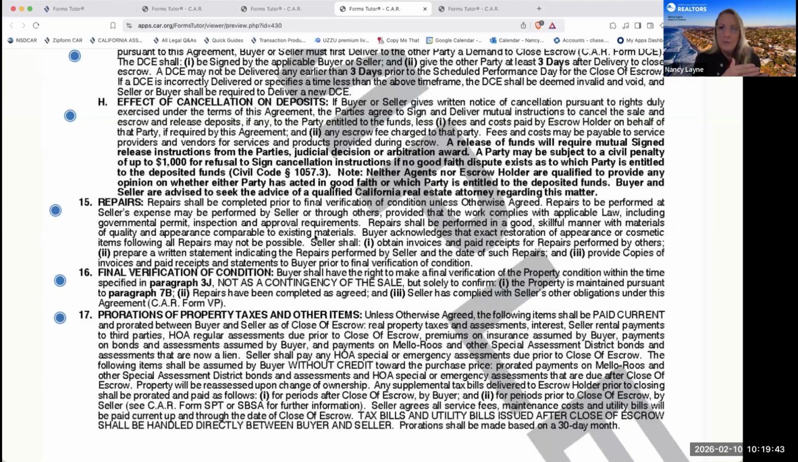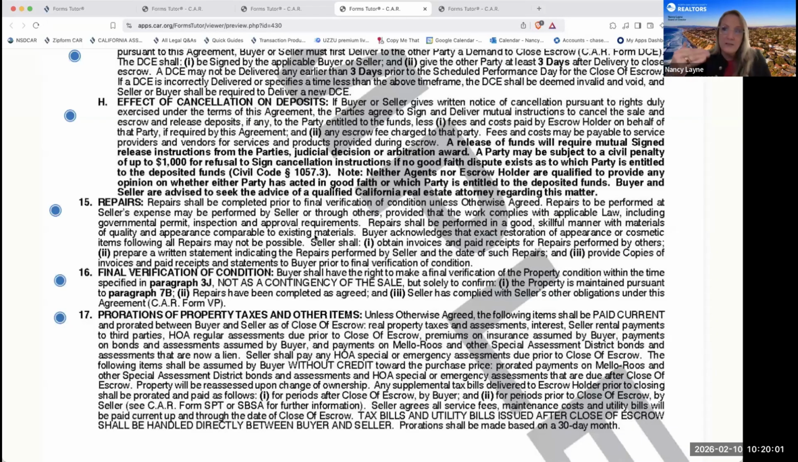If that contractual obligation is not met, the response of the buyer is to give a notice to perform, and ask for that before they do their walkthrough. There's a number of things that they can do contractually. But again, that is before they get to the final verification of condition.